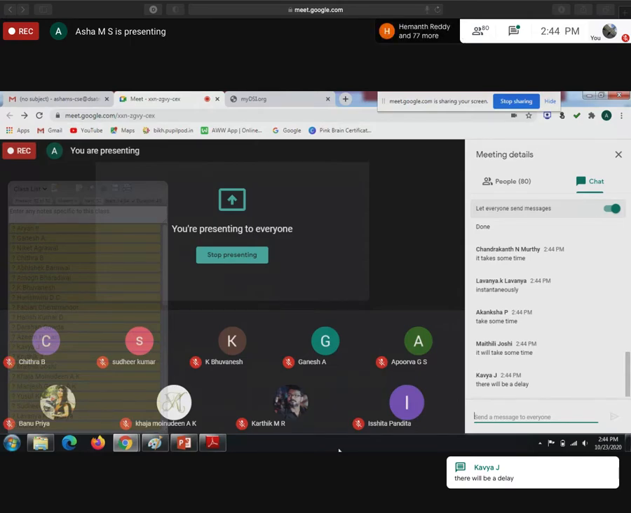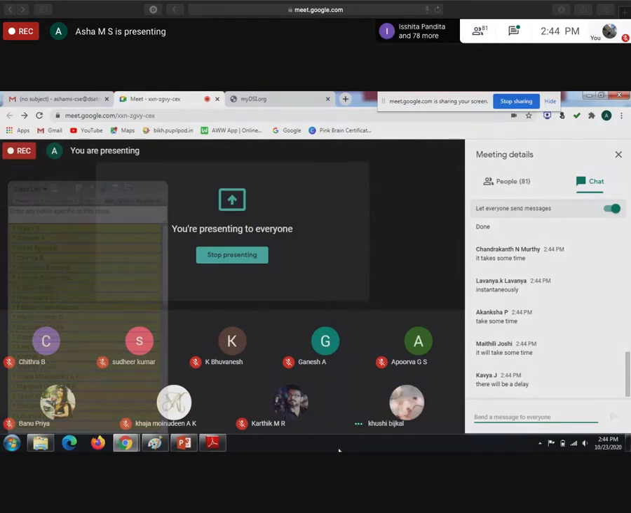Chandrakant says it takes some time. Lavanya says changing instantaneously. Akshata says sometime. Sometimes there will be a delay. Yes, Lavanya, it won't change instantaneously. But for us, it will look like it is changing instantaneously or immediately. Inside the gate, it will take some amount of time, in the order of nanoseconds. That nanosecond is nothing to us, correct? That's the reason we may feel it's instantaneous.